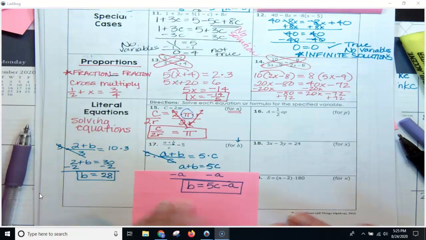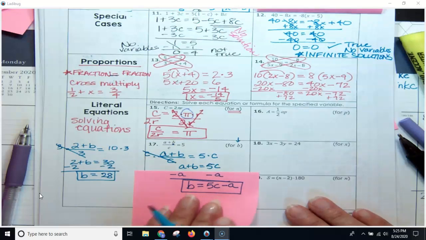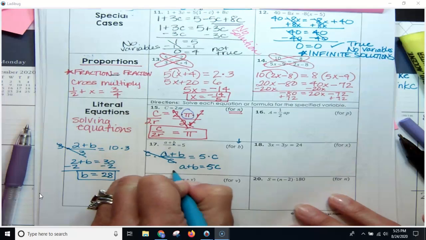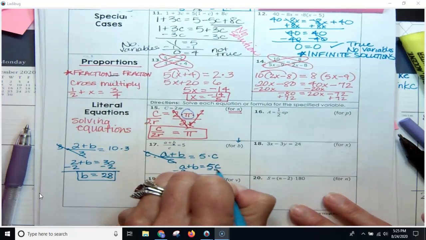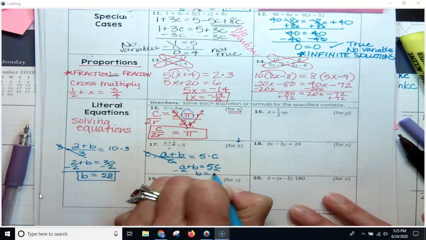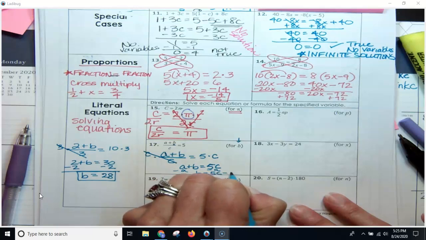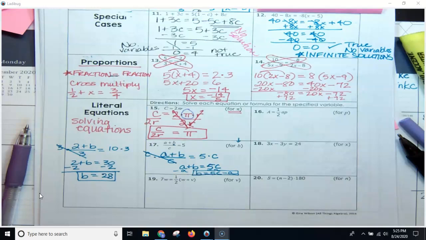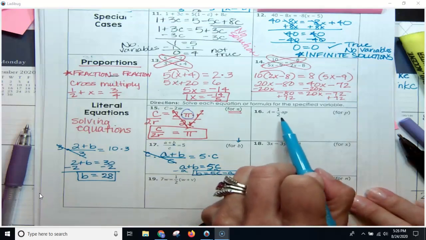Okay? And you might be thinking, goodness, Mrs. Lavelle, do we really need to know this? And the answer is yes. And the reason is because you will use this next year in chemistry. If you are not using it already in biology, you'll be using it again, and you will be using it in chemistry.